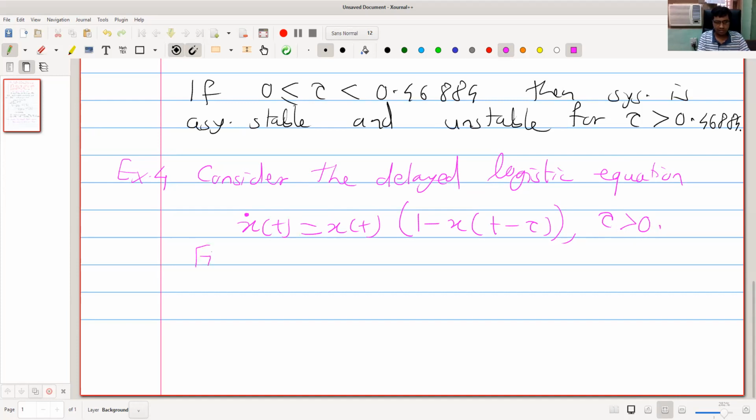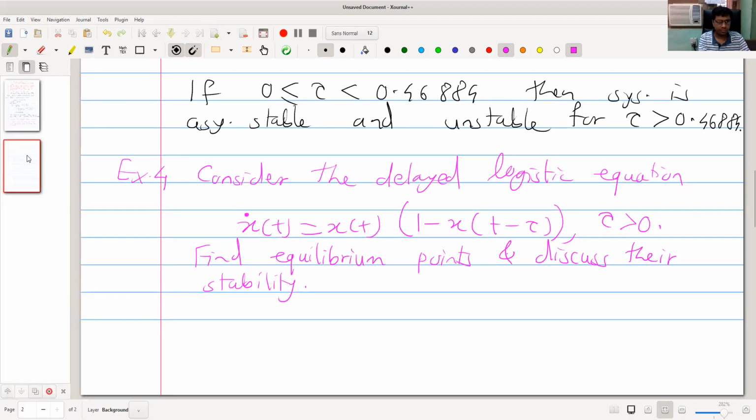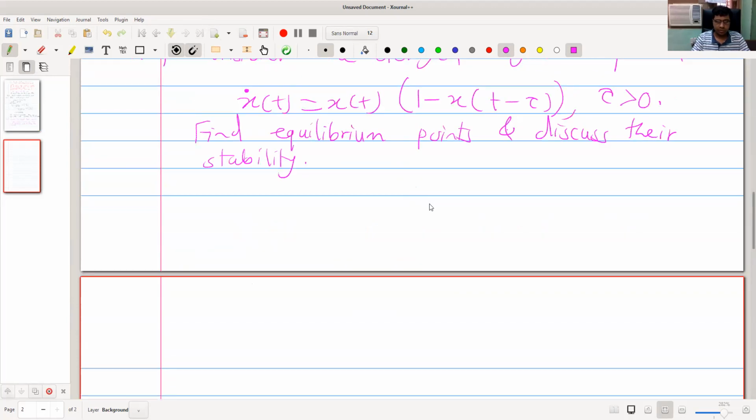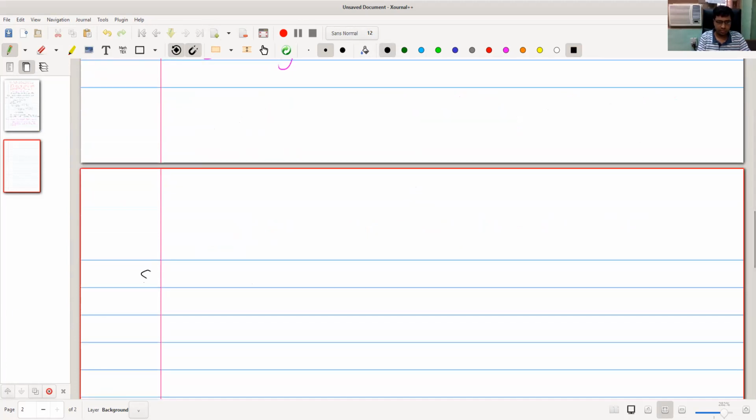The question is: find equilibrium points and discuss their stability. Let us solve this. First, we find equilibrium points.